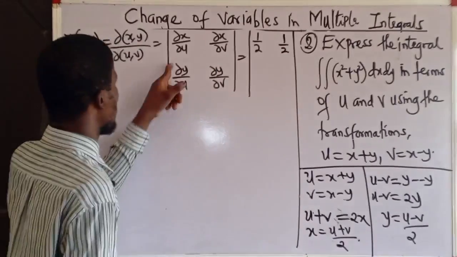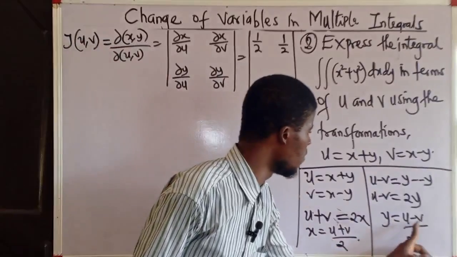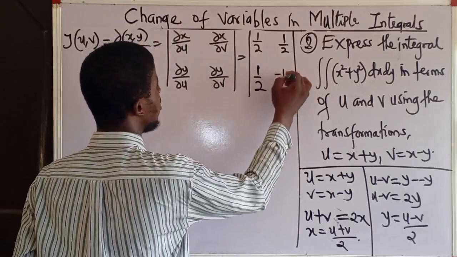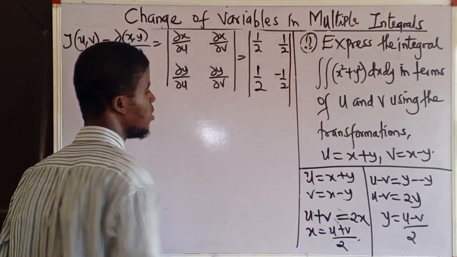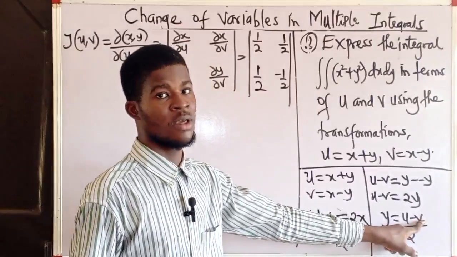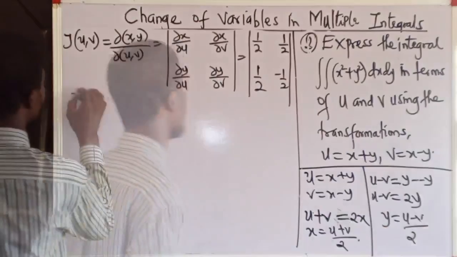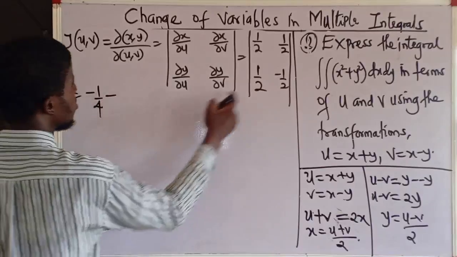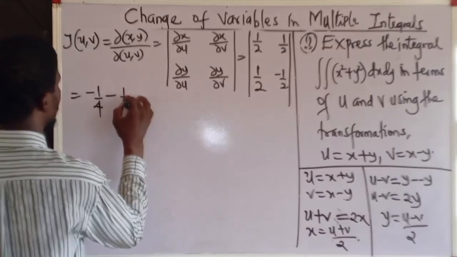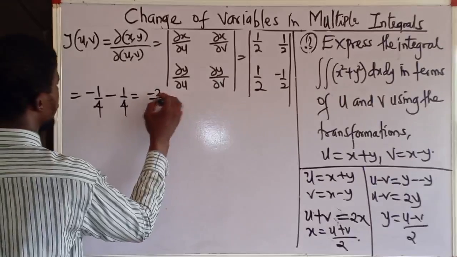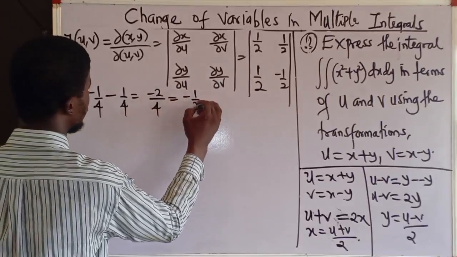If I do partial Y, partial U here, where V is a constant, I'll still get 1 over 2. But this will now be minus 1 over 2. You can verify it because differentiate minus V with respect to V is minus 1. So what would that give me? This times this is minus 1 over 4, minus this times this is 1 over 4. This will give me minus 2 over 4, which is minus 1 over 2.